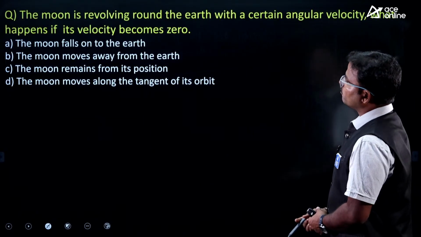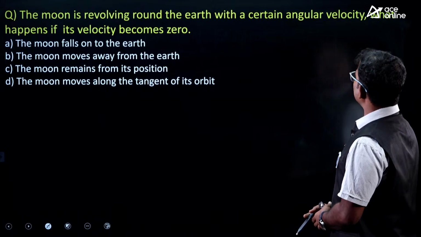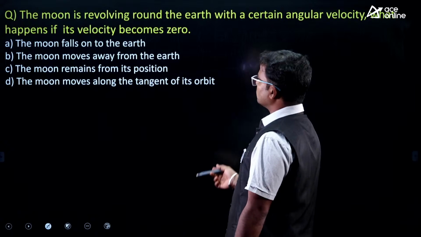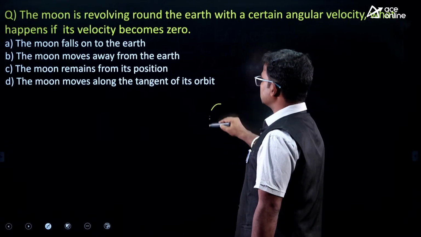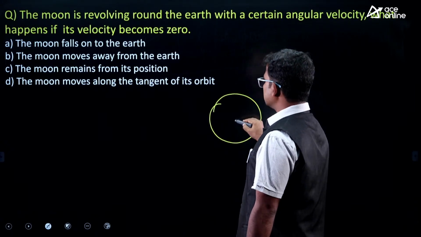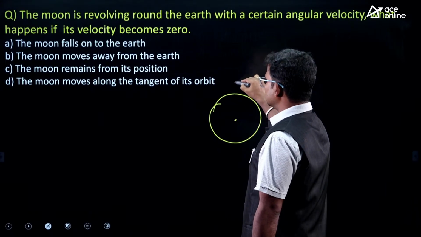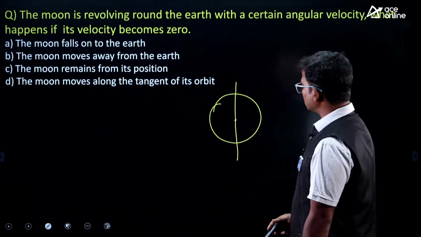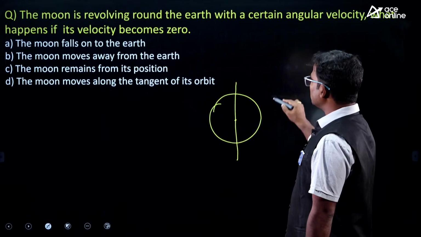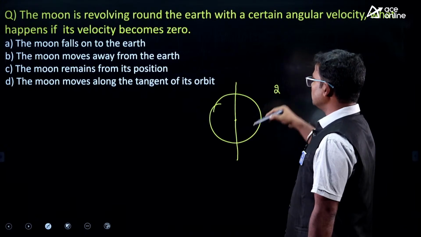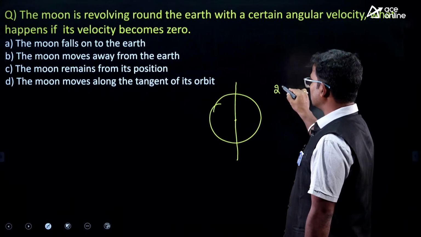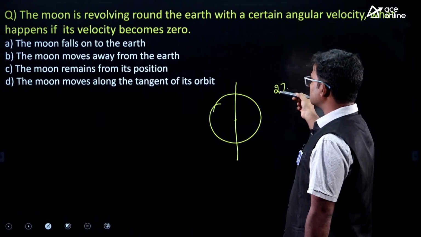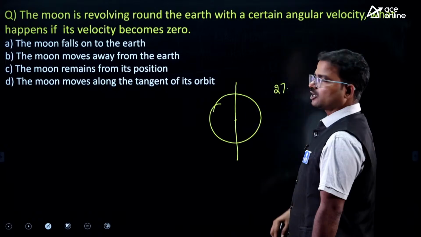Okay, the moon is revolving around the earth with a certain angular velocity. What happens if the velocity becomes 0? It means, guys, let's consider the moon. The moon has its own axis, based on that it is always rotating on itself. The time taken to rotate itself, how much time is needed to complete one rotation around itself?